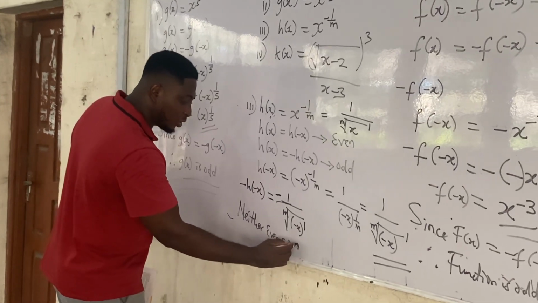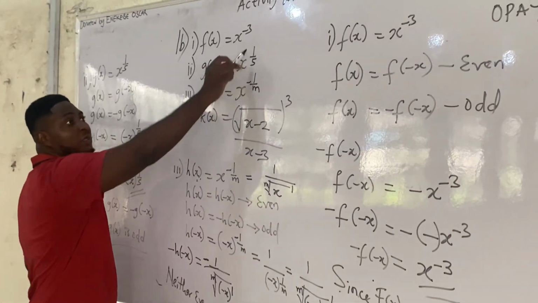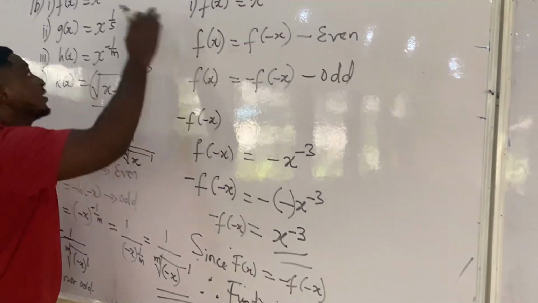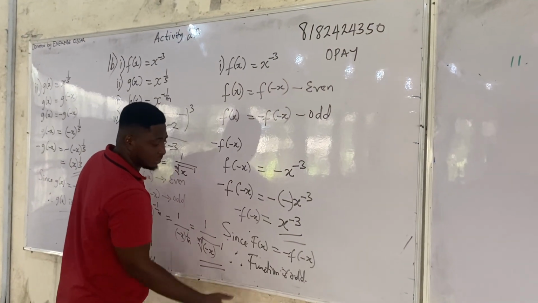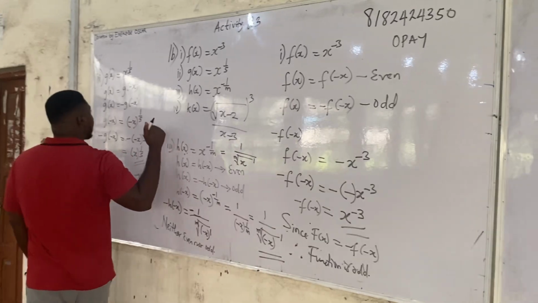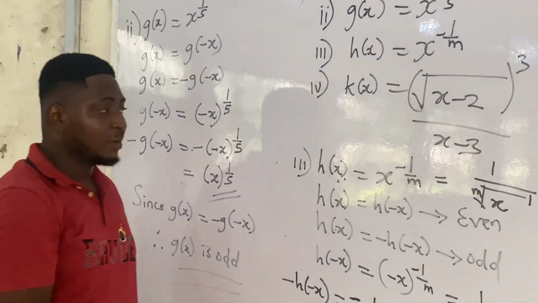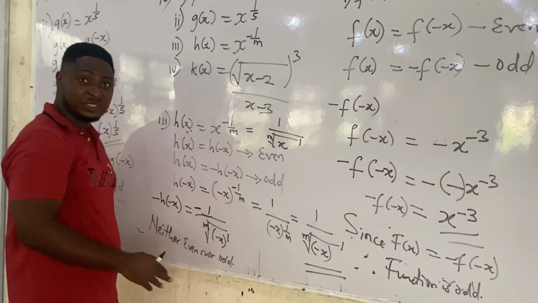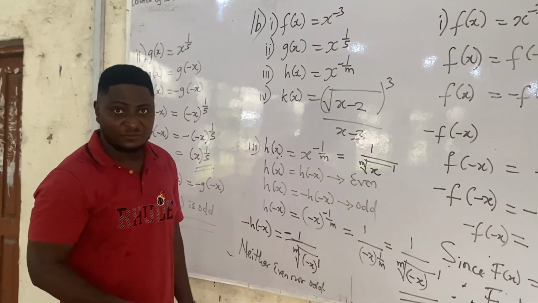Neither even nor odd. So for the third function, neither even nor odd. So we have done this first one. This is it here. Let's show them. This is the first one, f of x minus 3. This one is odd. This is the second one, this one is also odd. But the third one now, we found out that it's neither even nor odd because it doesn't satisfy any of the conditions for the function to be even or odd. So we say it's neither even nor odd.